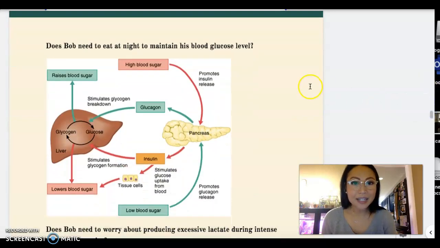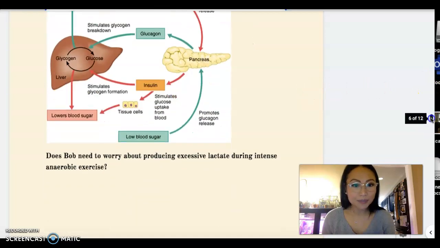Does Bob need to eat at night to maintain his blood glucose levels? McArdle's disease affects the muscle's ability to produce ATP. This does not affect his blood glucose level. His liver is responsible for maintaining blood glucose, so therefore he does not need to eat in the middle of the night. However, he should still maintain a high-carb diet throughout the day because his body will use this carb in his liver to produce ATP by breaking down what he eats.